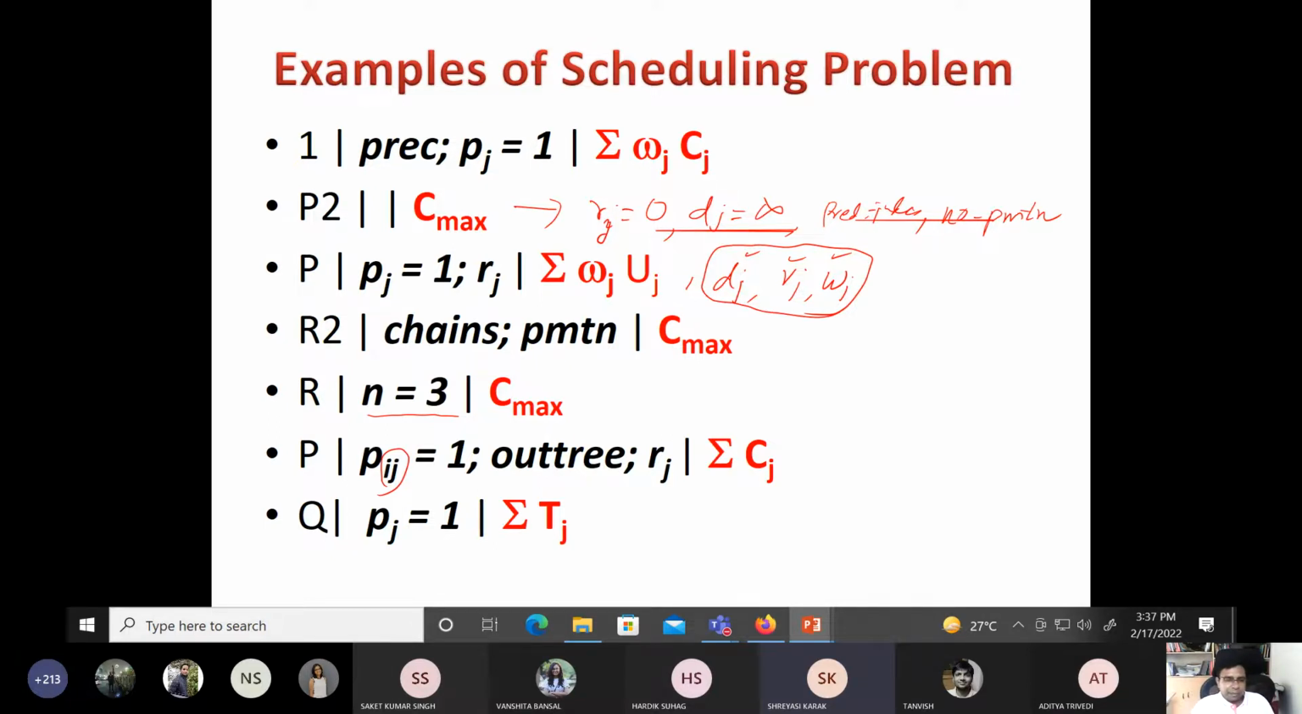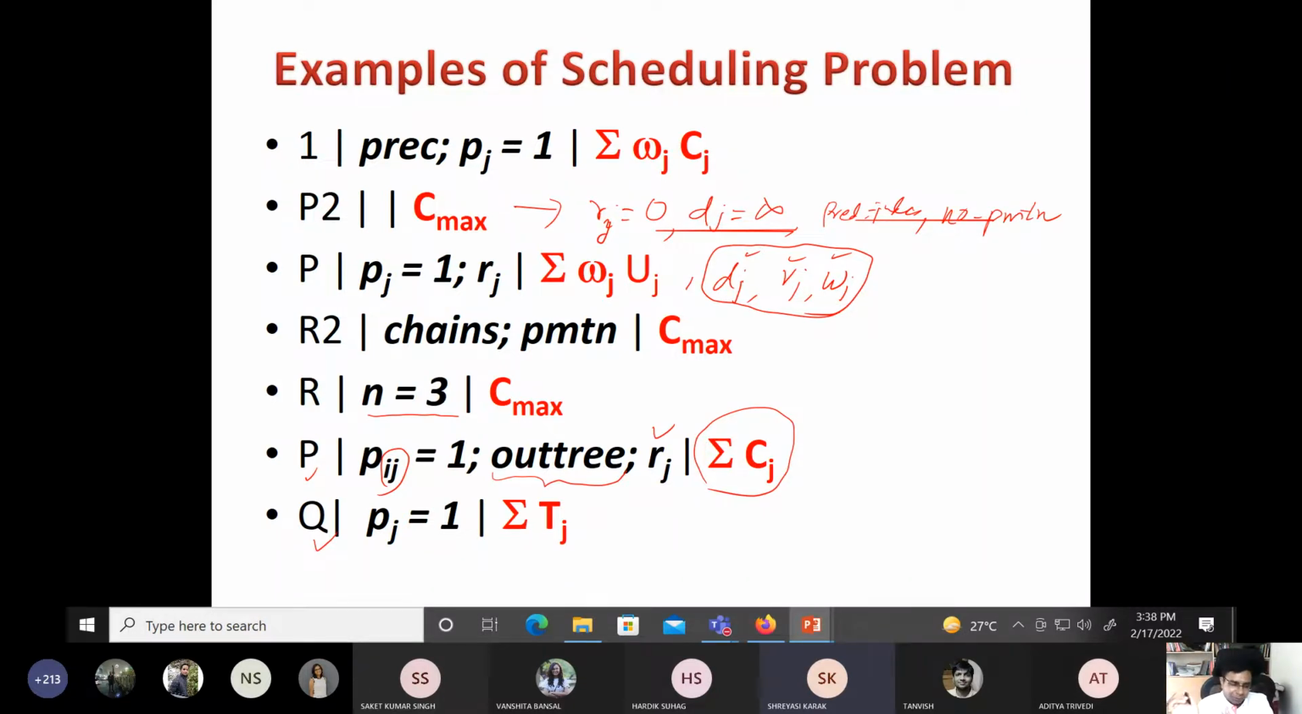So this P means n identical processors, pj is equal to 1, and the tasks are arranged in out-tree format. Every task has a release time. And what do we want to optimize? Minimize the summation of completion time, or minimize the total flow time. And this one, what is this Q? Till now I have not covered it. What is Q? Uniform processors. Processors with speed difference. So Q means identical processors with speed difference.